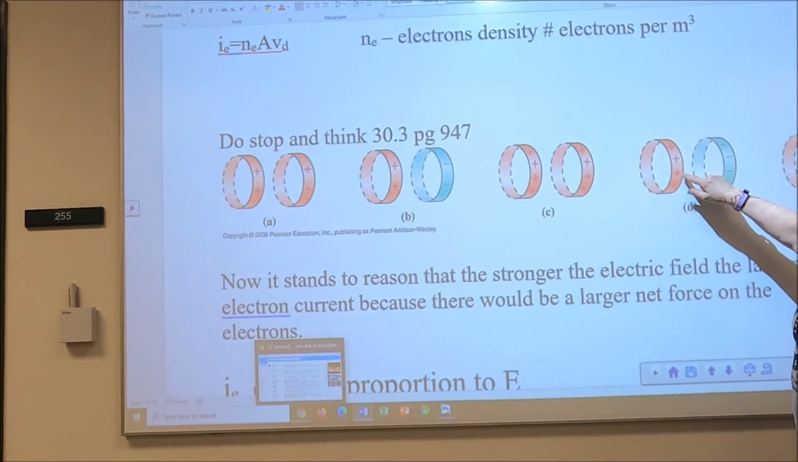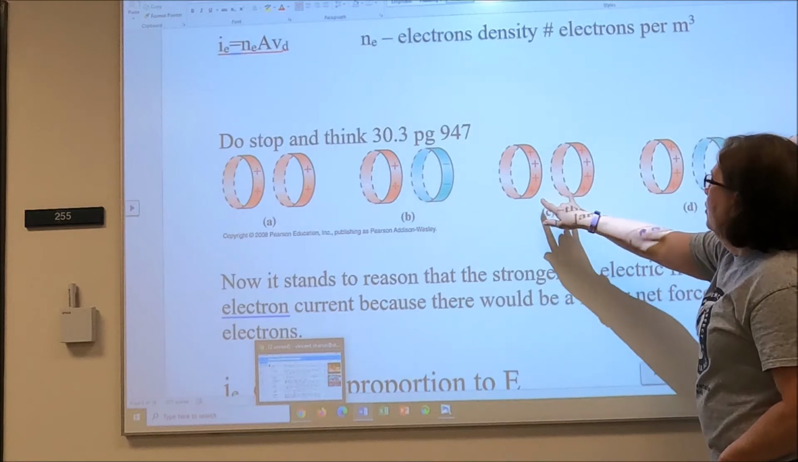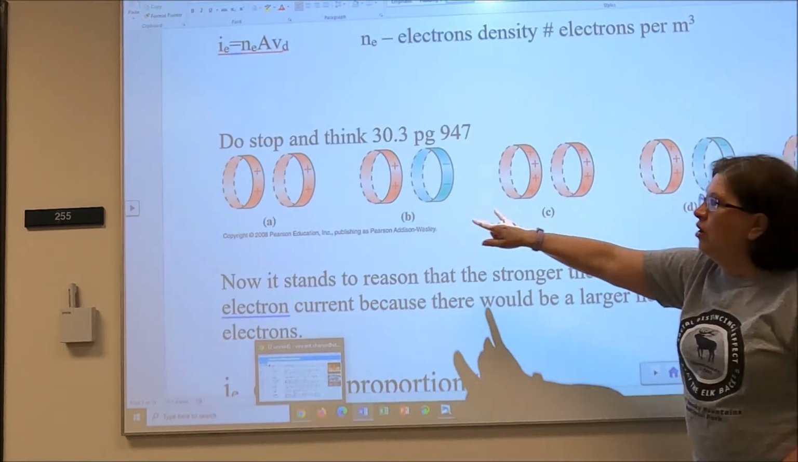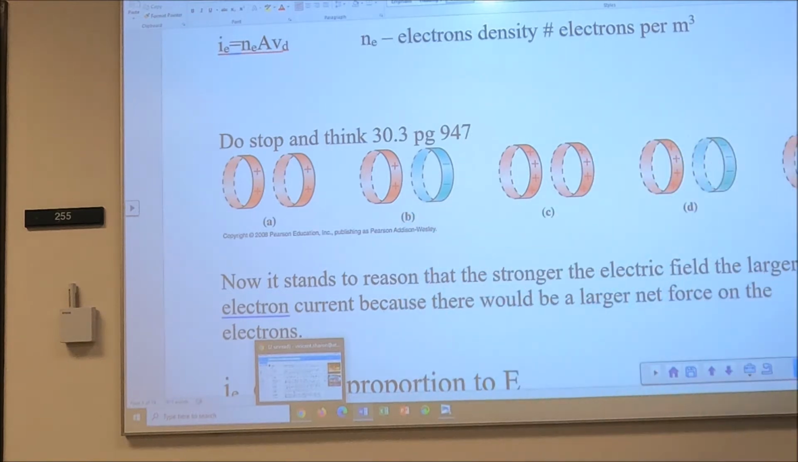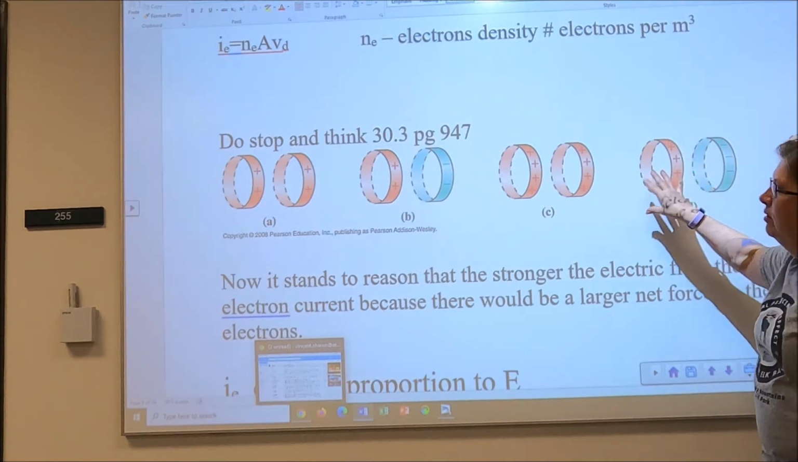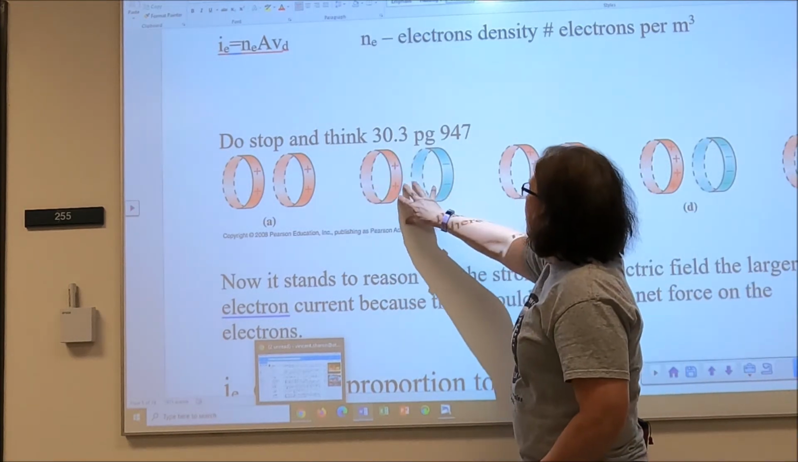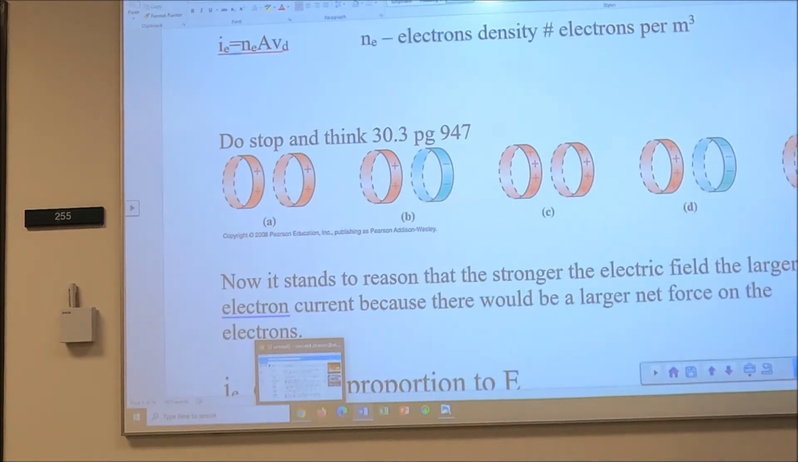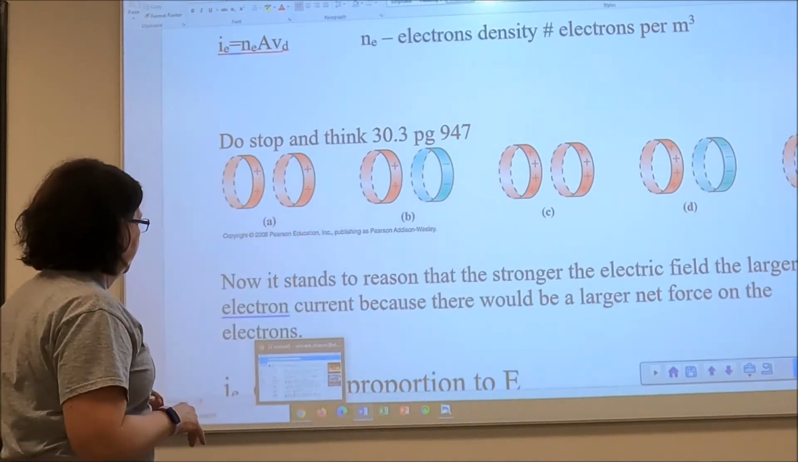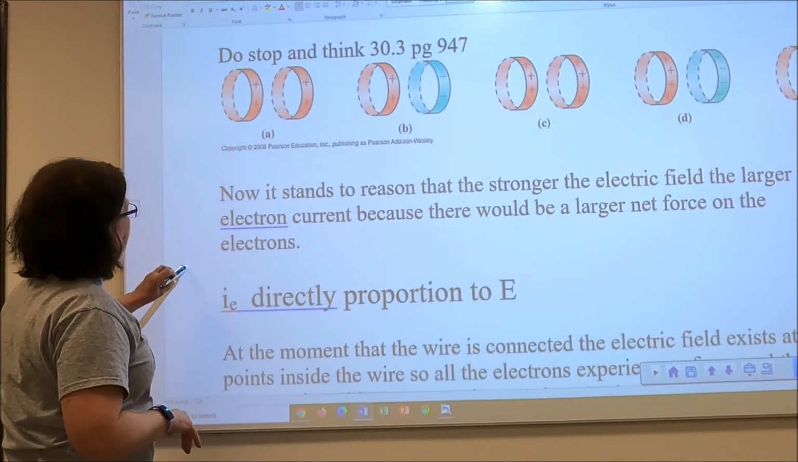+4, +4, no electric field. +4, -4. Now this electric field is going to be larger than this one. And here's a +4 and a +2. So this is going to be our largest electric field. This would be our next largest electric field. This would have an electric field because there's a gradient, +4 and +2. And then C and A, no electric field. Okay?